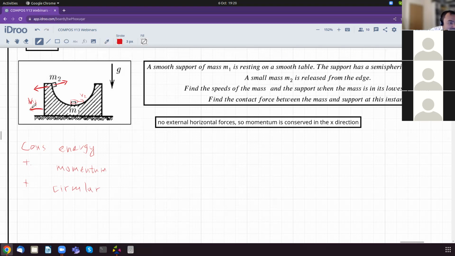So M1 is moving to the left with speed V1, and at the same time M2 is moving to the right with speed V2. And we know that M1 V1 has to equal M2 V2. Now, I'm not doing vectors here, I'm just doing the speeds. I'm doing scalars because I don't want to get lost with the directions. Obviously, they're going to be in opposite directions, but I'm ignoring signs because that's not important here. That's conservation of momentum.